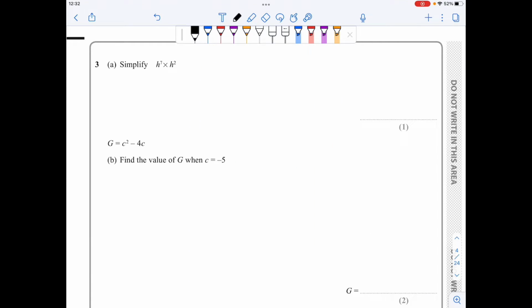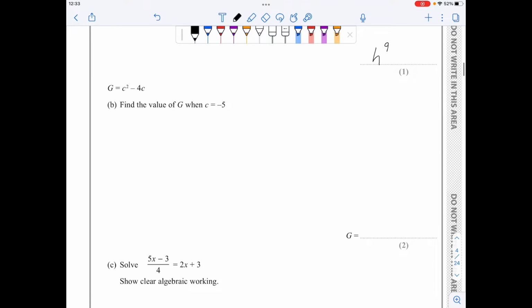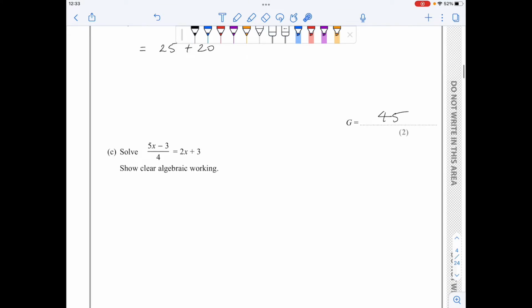In part A of question 3, since I have multiplication, I will add the 2 powers, so I'll get h to the power of 9. In part B, I need to substitute g equals minus 5. Let's show the substitution. g equals minus 5, the whole thing squared, minus 4 times minus 5. This is equal to positive 25 plus 20. So the answer is 45. Now you can solve the substitution and then put everything on the calculator to get the answer.